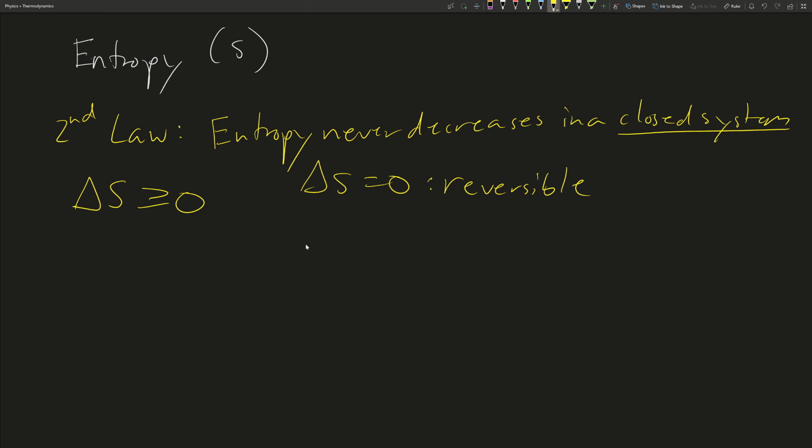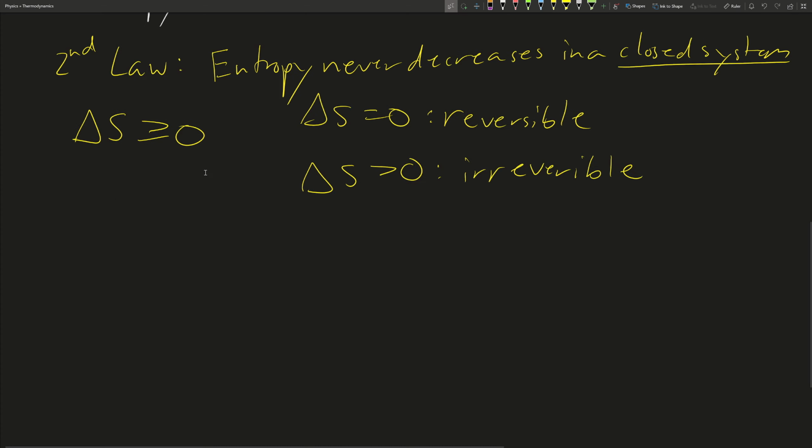Now, if the process is irreversible, then change in entropy is greater than 0. So this is for irreversible processes. And everything in nature that happens naturally is irreversible. So like if you melt an ice cube, or if you throw a rock off a cliff, or let's just say you drop a drop of food coloring into a glass of water, the food coloring will disperse. It won't clump together after it's dispersed. And those are all irreversible processes, which means that entropy change is greater than zero.